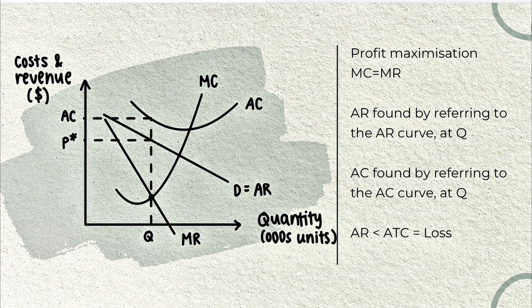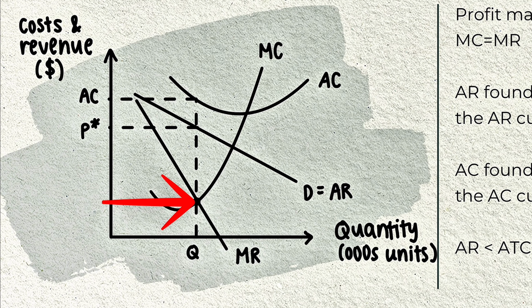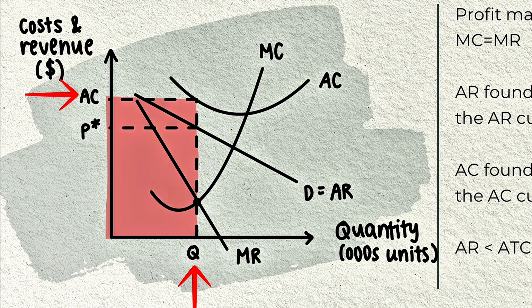Moving on to loss in the short run. Same as before, at profit maximization, this is when marginal cost equals marginal revenue. At this point, the quantity is here, the average cost is here, and the average revenue is here. To work out the total revenue, this is P star multiplied by Q. And to find out the total cost, this is AC multiplied by Q.